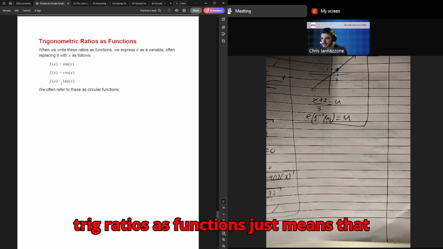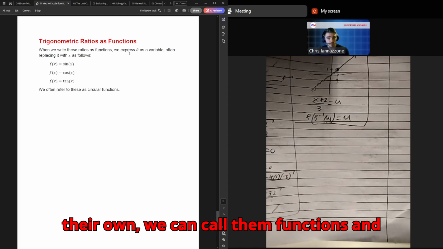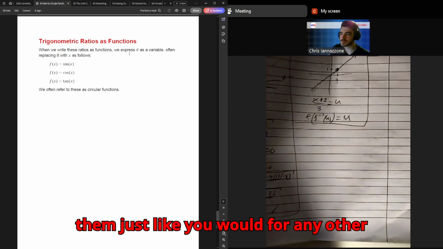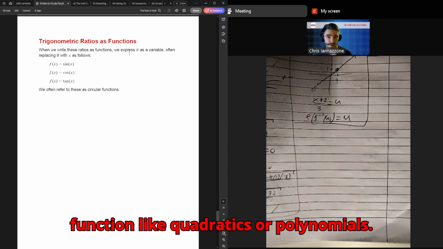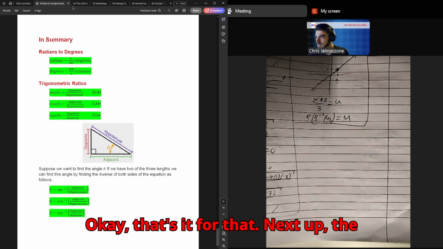Okay, trig ratios as functions just means that instead of them just being ratios on their own, we can call them functions. And we can do all sorts of things with that function. We can graph it, we can solve them, just like you would for any other function, like quadratics or polynomials. Okay, that's it for that.